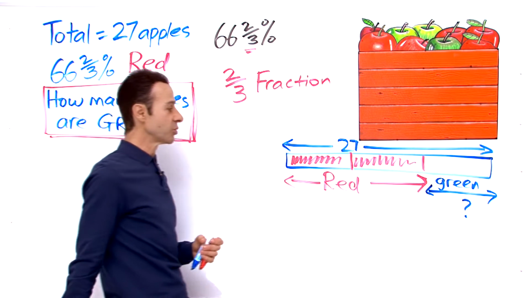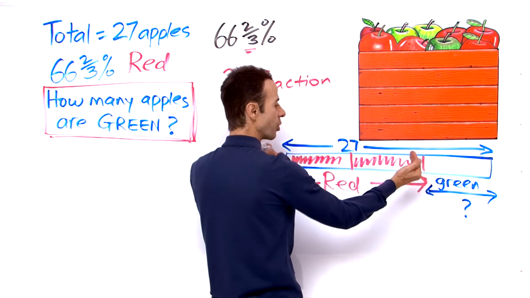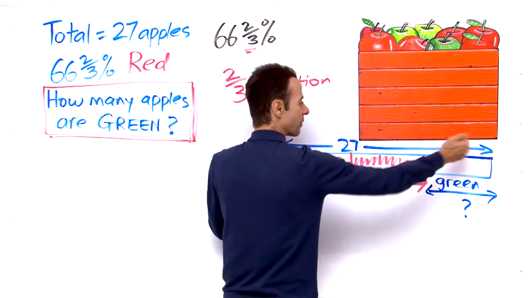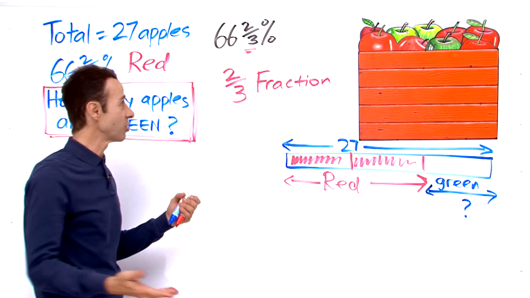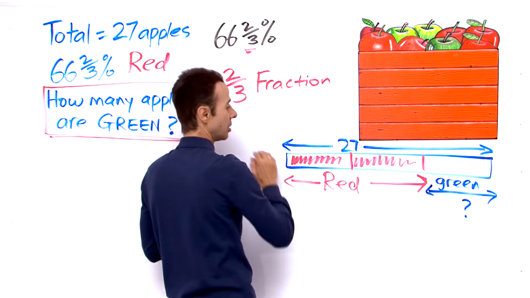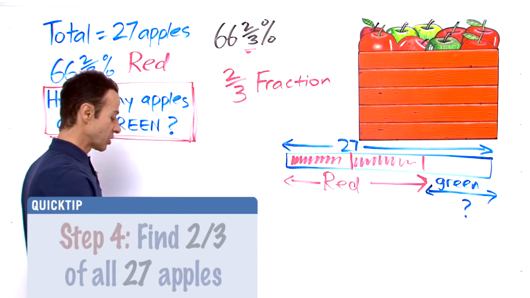So the best thing we're going to do is this. Let's first work out how many red apples. And then once we work out how many, we take it away from 27 and we're left with green. That'll tell us how many green. So let's do that. Let's get 2/3. Let's work out 2/3 of that box and work out how many are red. So let's work that out now.